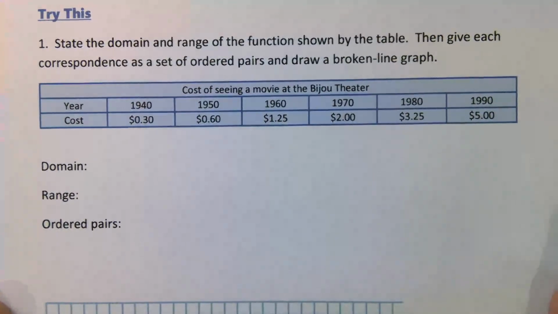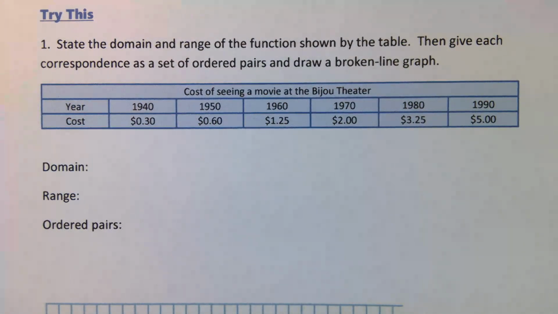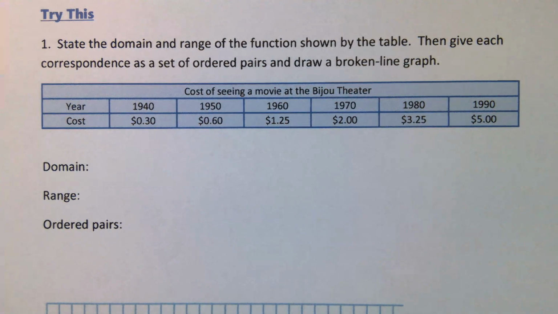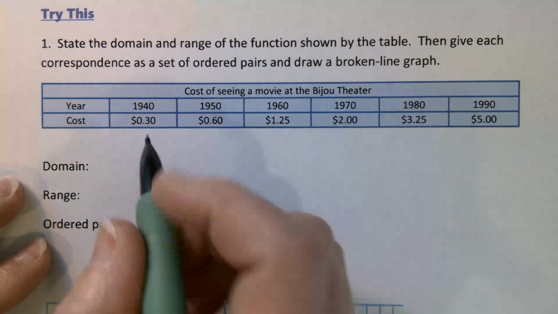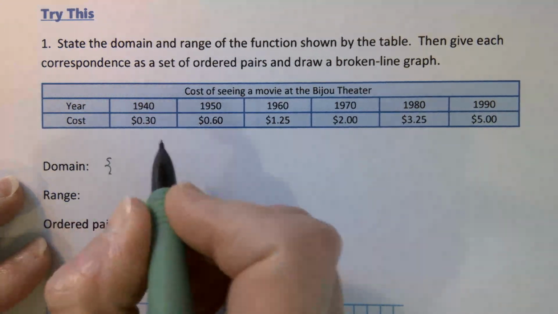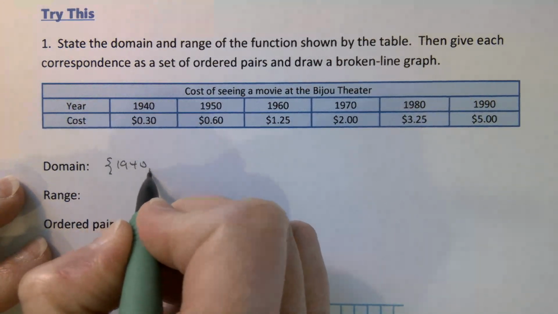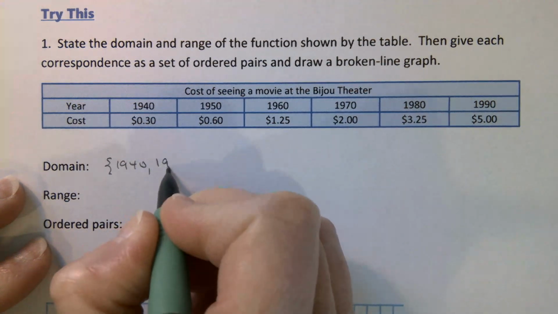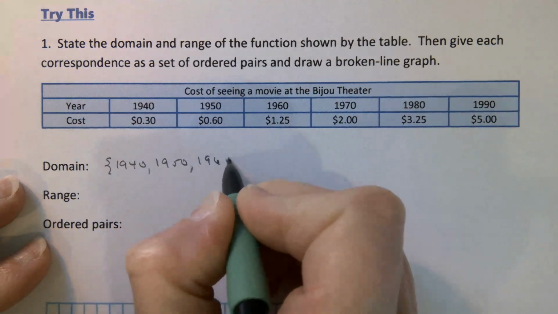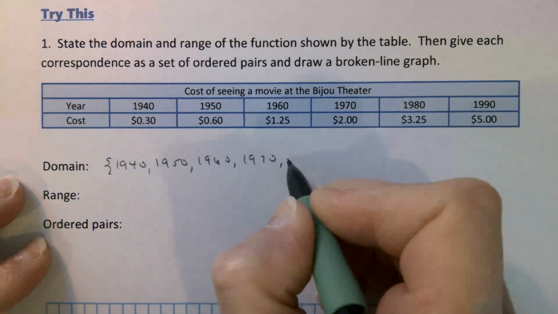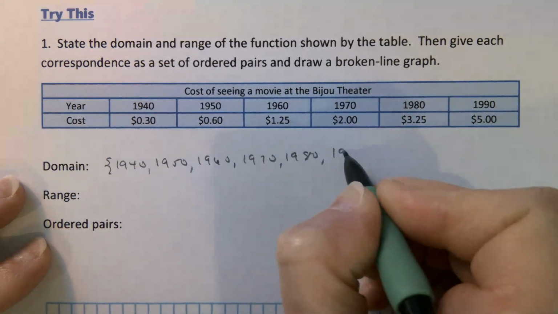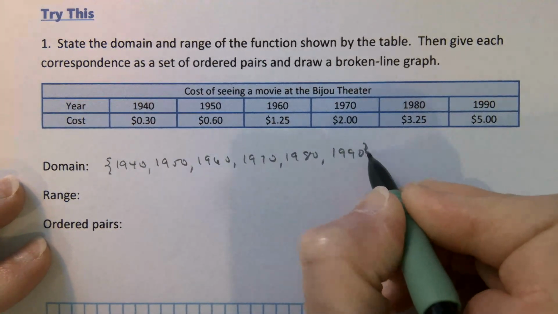So let's look at the try this. State the domain and range of the function shown by the table. So this is the cost of seeing a movie at the Bayou Theater. Okay, so the domain for this is going to be the year. So my domain is going to look like this. I'll have 1940, 1950, 1960, 1970, 1980, and 1990. Okay, so there's my domain.